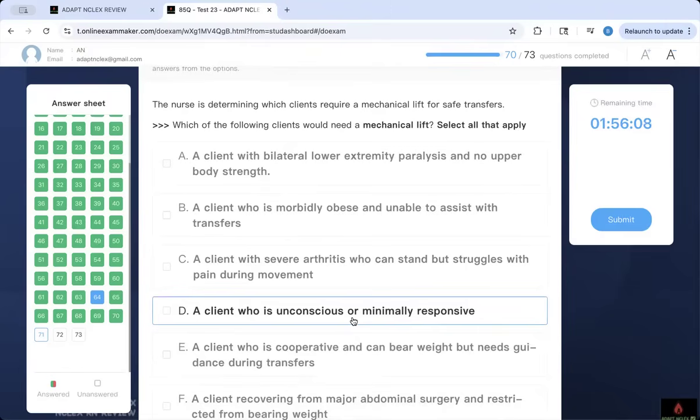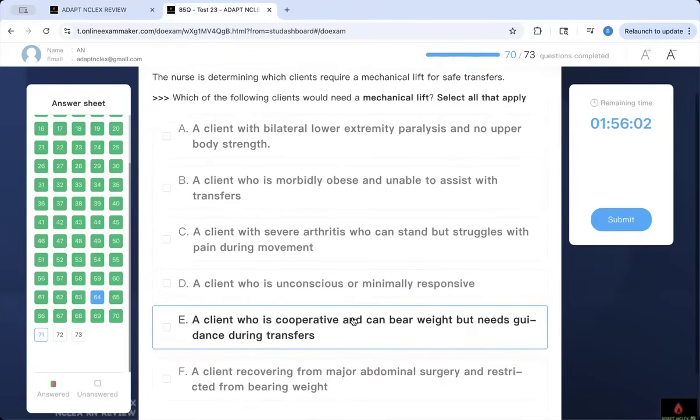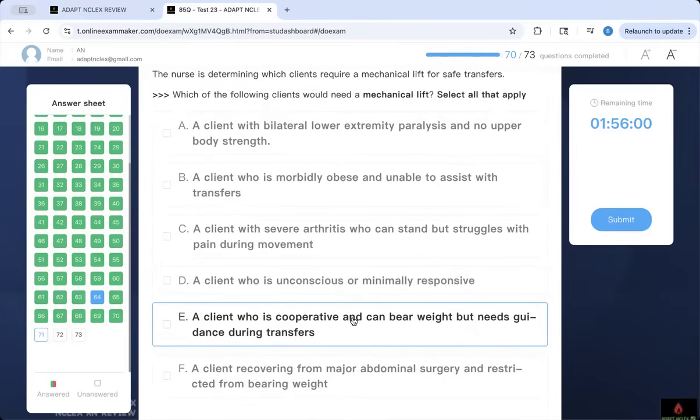And this is determining which clients require a mechanical lift for safe transfer. Who do you think needs a mechanical lift? This is fundamentals, safety. Which of the following clients would the nurse need a mechanical lift for?